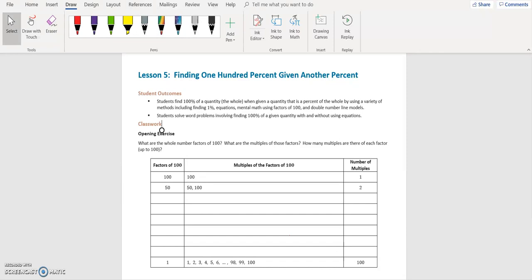Okay, so our opening exercise is about the factors of 100, the multiples of the factors of 100, and how many factors they have. So this is really important because it's going to help us today with doing our number line models.